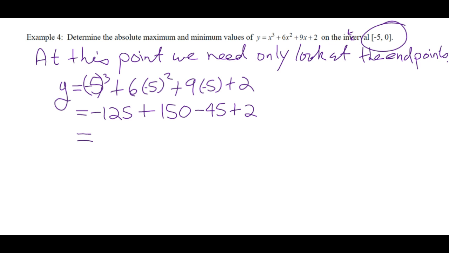So what do we got? Positive 25, negative 20, negative 18. So we got the point (-5, -18). Is that lower than -2? Yes, it is. So this is an absolute minimum, right? Okay, so absolute minimum.